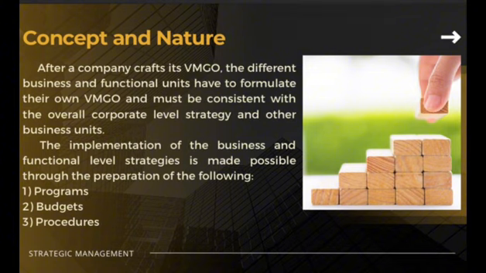The VMGO of the business and functional units must be consistent with the overall corporate level strategy and other business units. The business and functional level strategies must be efficiently implemented in order to achieve a company's objective or series of objectives. The implementation of the business and functional level strategies is made possible through the preparation of the following, which will also be discussed by my colleagues in the succeeding topics.